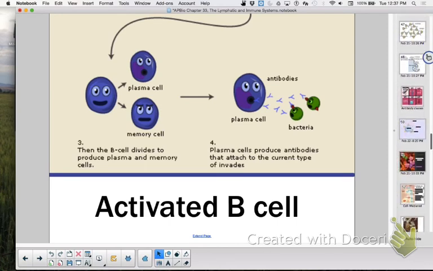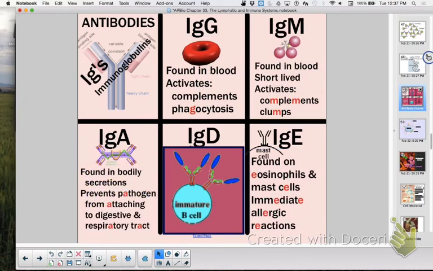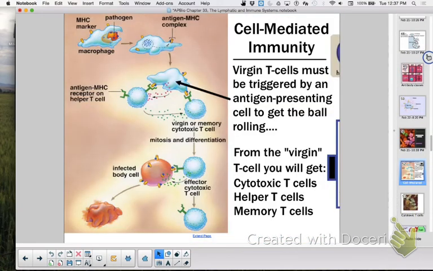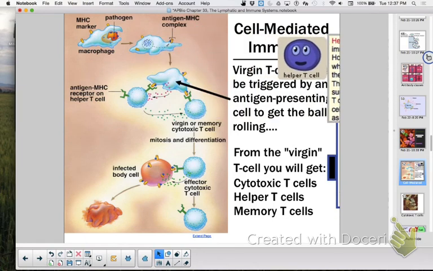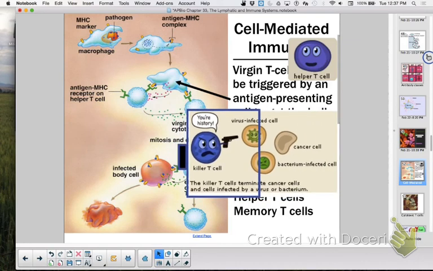We talked about how those antibodies are called immunoglobulins. You didn't have to memorize all of these, and they do have different functions, but I definitely wanted you to know mast cells. On cell-mediated, you have helper T cells and you have cytotoxic or killer T cells. Notice it's our cancer cells, or virus-infected or bacterium-infected eukaryotic cells, that they can attack.